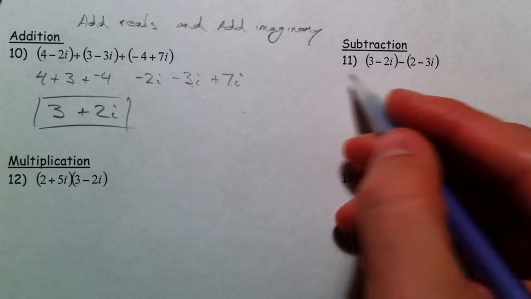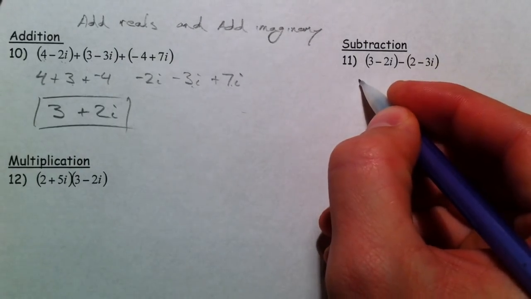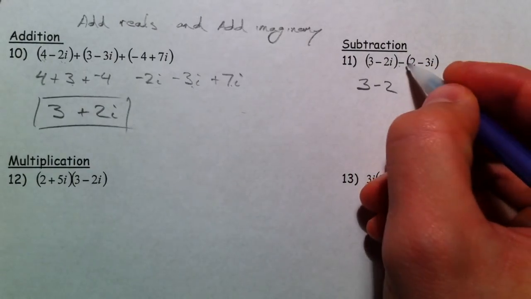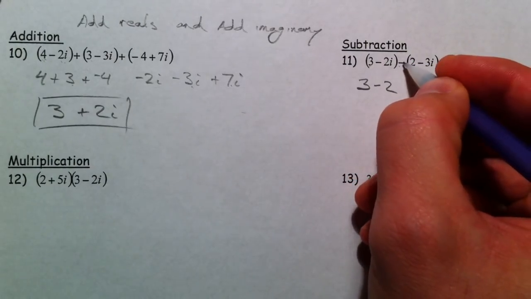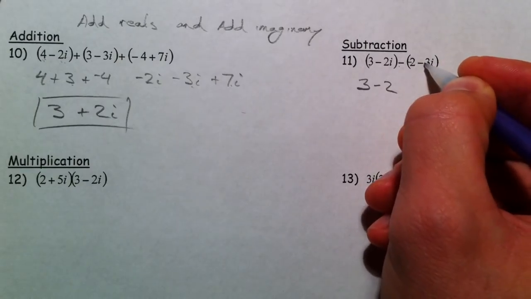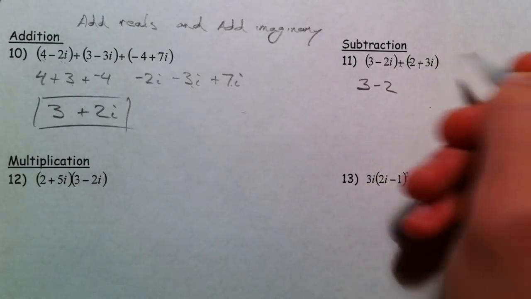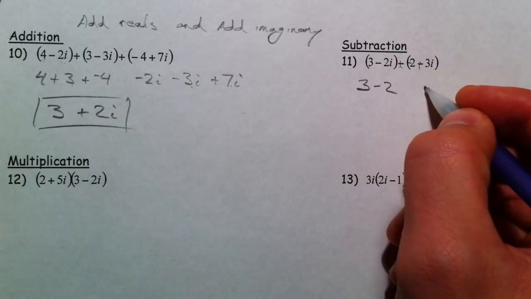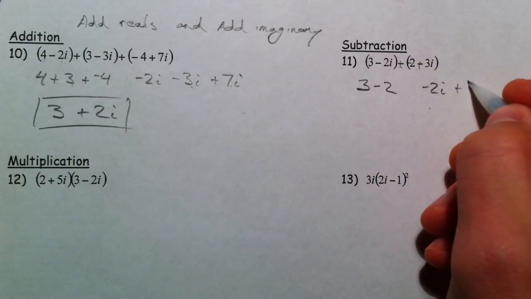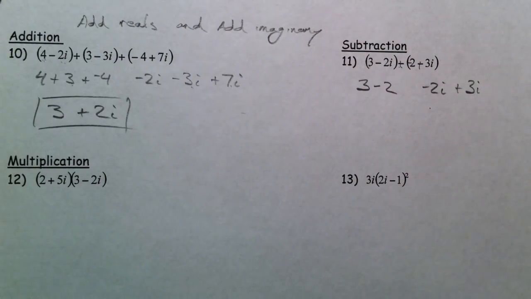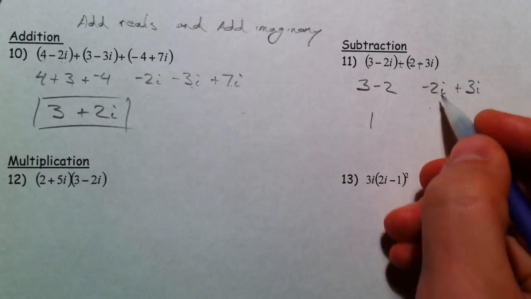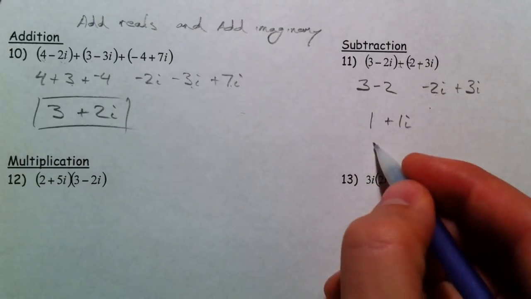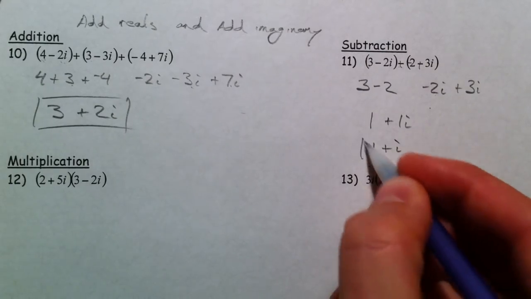So subtraction. The only thing you have to worry about here is that you actually subtract 3 minus 2. And so what I usually do is the same thing I did with polynomials: I make this negative and this positive. So add a negative, and then subtract a negative makes it positive. So negative 2i plus 3i. Just make sure you do that. 3 minus 2 is 1, and negative 2 plus 3 is 1i, or just 1 plus i.